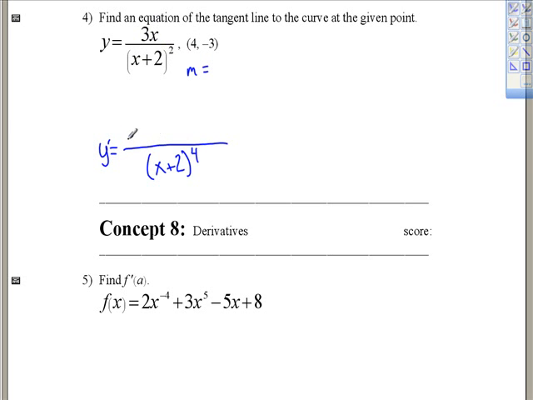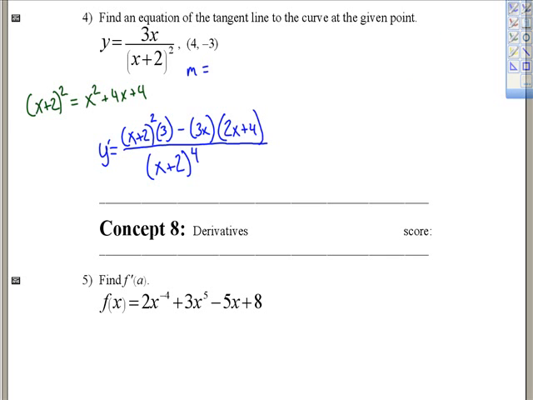A 4th power. We're going to keep that original denominator, x plus 2 quantity squared, then multiply by the derivative of the numerator, which is 3, minus, now we keep the numerator and multiply by the derivative of the denominator, which we have to do some scratch work for. x plus 2 quantity squared is the same as what? x squared plus 4x plus 4. And if we take the derivative of that, we get what? Right, 2x plus 4.